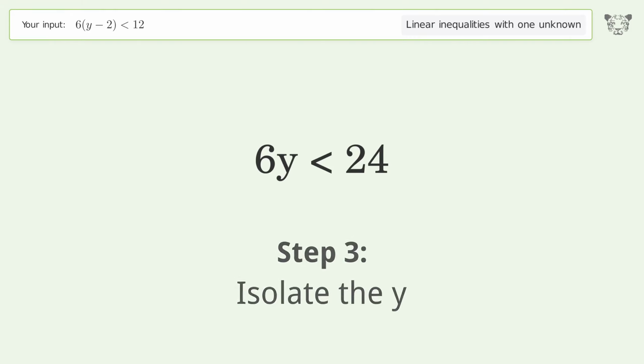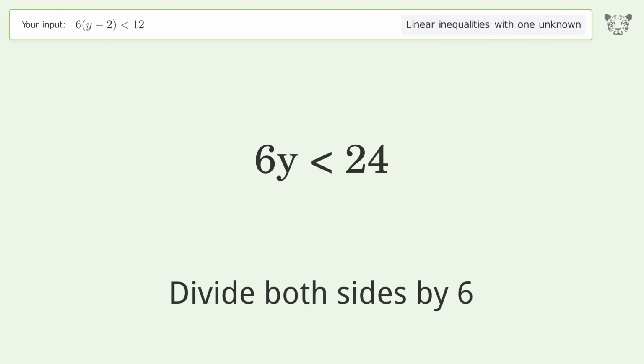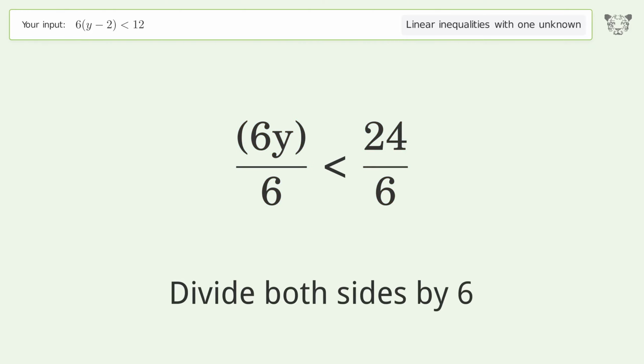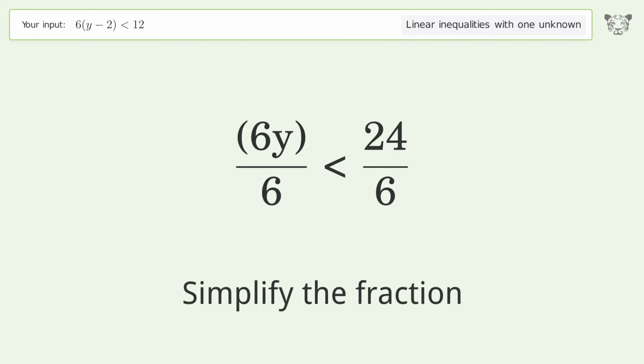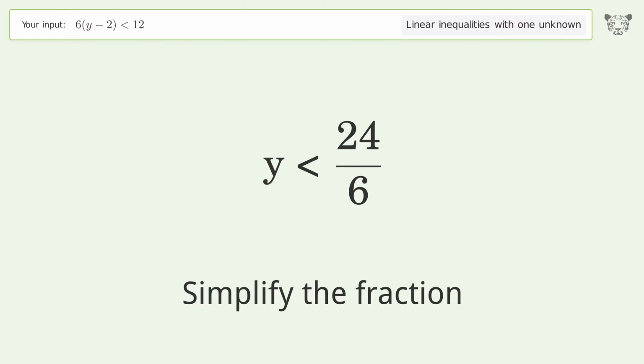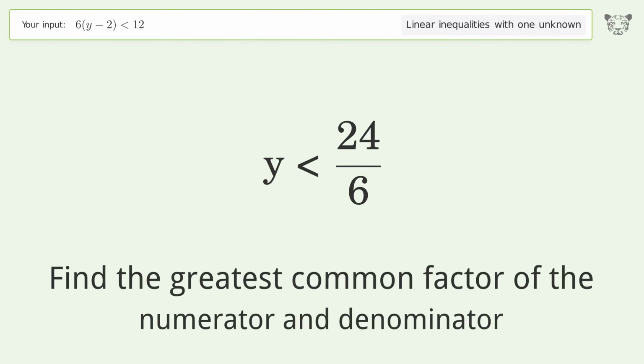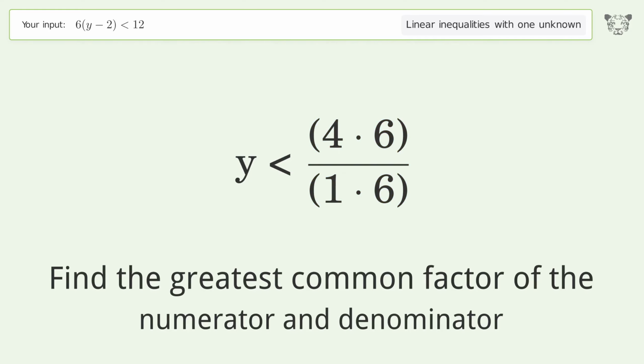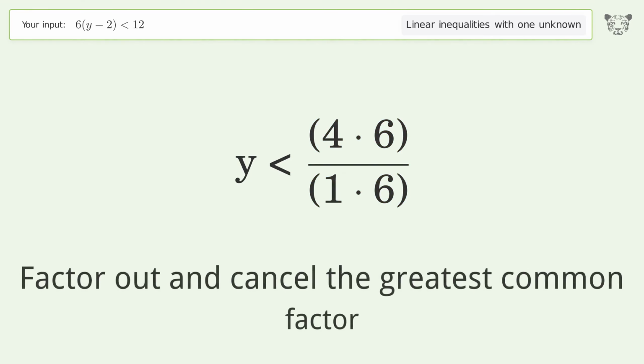Isolate the y. Divide both sides by 6. Simplify the fraction. Find the greatest common factor of the numerator and denominator. Factor out and cancel the greatest common factor.